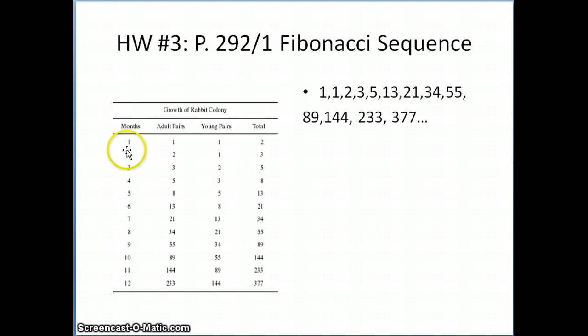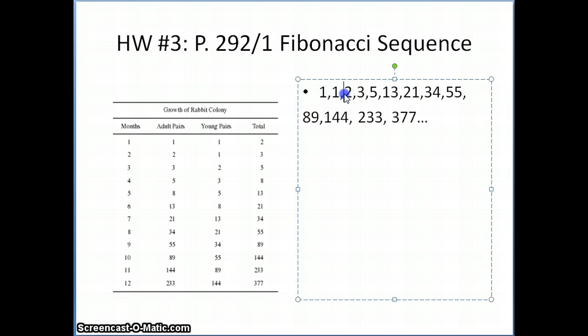We can look at this example here. Suppose we're talking about rabbits, or raising rabbits. The first month we have adult pairs 1 and young pairs 1. So it's like we have one pair of parents and one pair of babies. So in total we have 2 pairs. So that's the first month. I guess we can consider that the first number is 1, the second number is 1, and then the third number is 2. That's like 2 pairs.